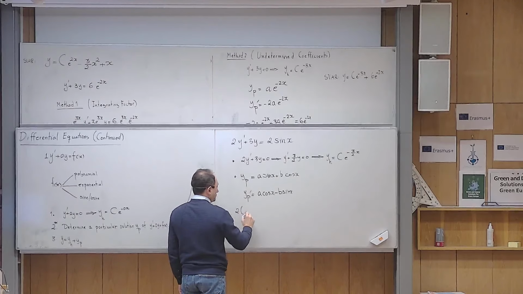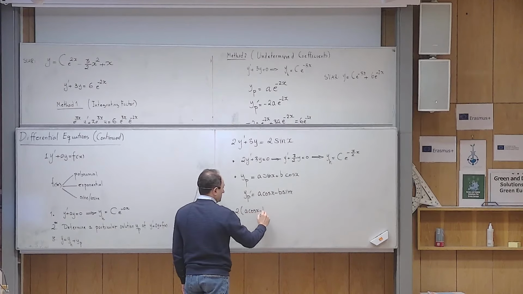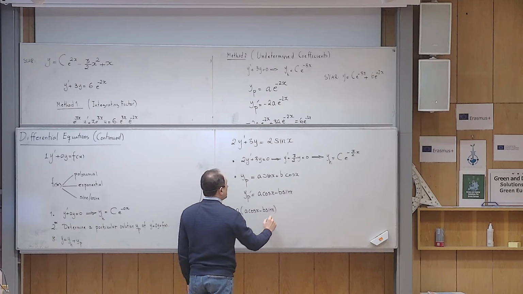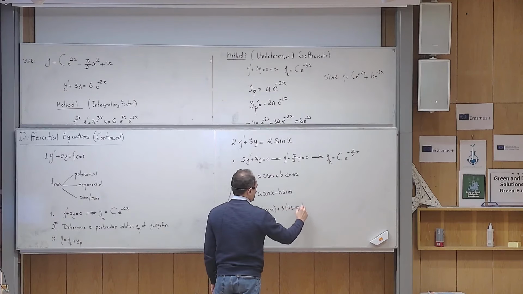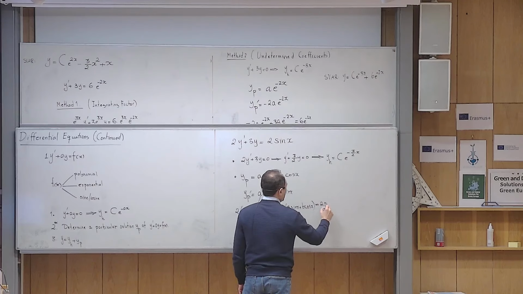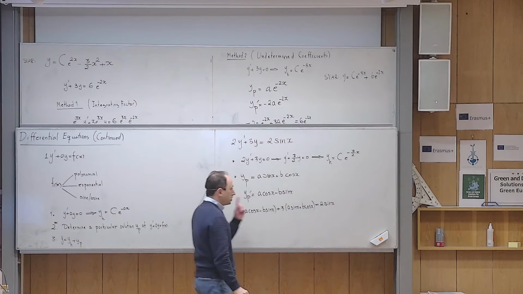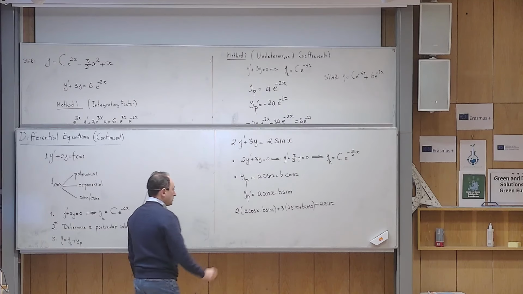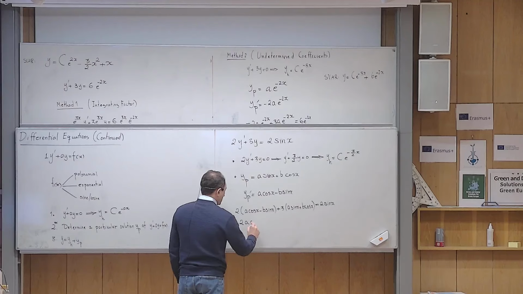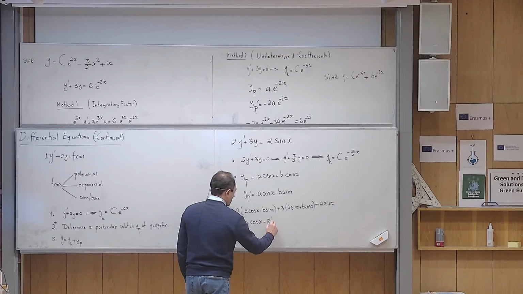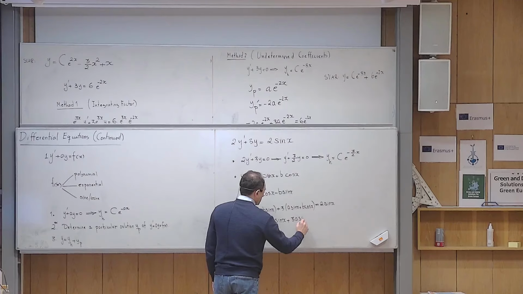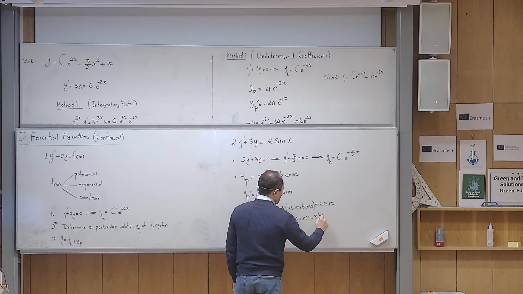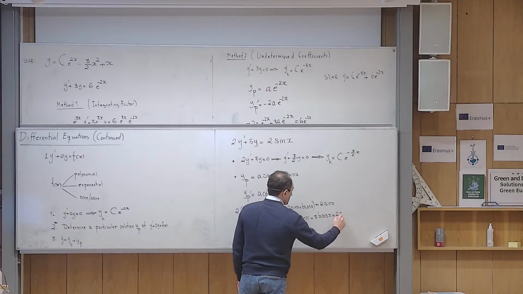So this becomes 2 times y prime plus 3 times y. On the right hand side, I will have 2 sine x. Then my goal is to fine tune and find one possible answer. Okay, so I expand that so it becomes 2a cosine x minus 2b sine x. And the other one becomes 3a sine x, and then I have 3b cosine x. The right hand side is 2 sine x.